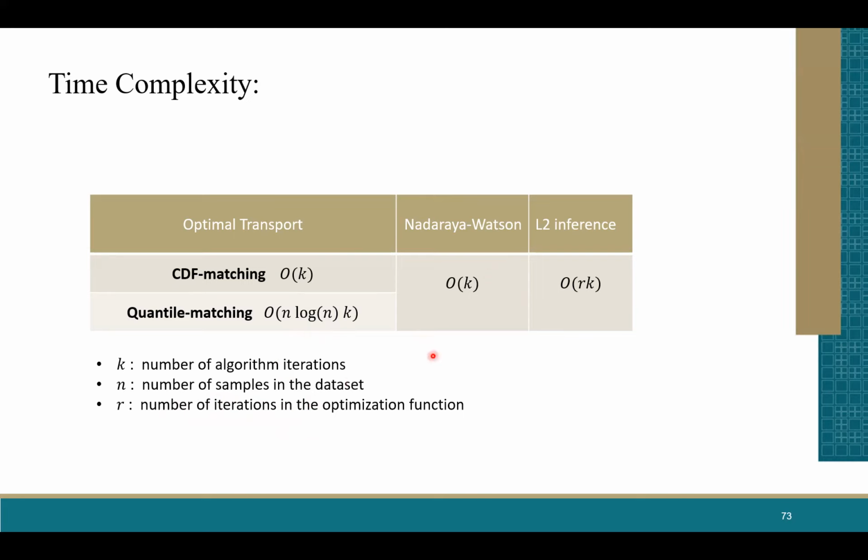This is the iteration of the algorithm, and for ours there is an R multiplied by K. In each 1D transformation function, which is a parametric function, we estimate the parameters. So R is the number of iterations in the optimization used to estimate the parameters.